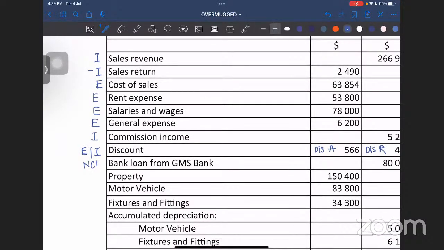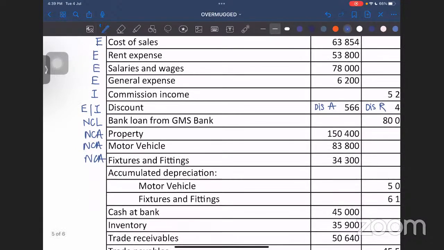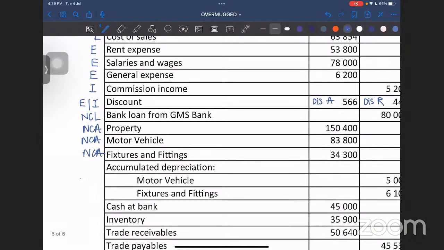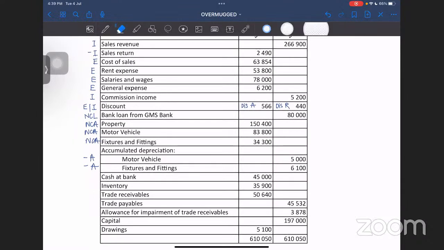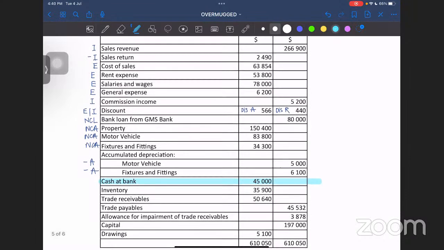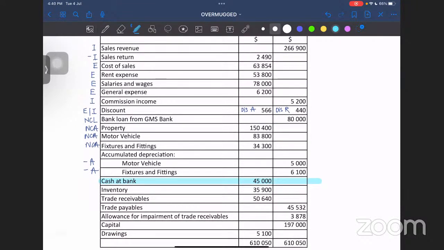Bank loan, non-current liability, property, non-current asset. All of these are non-current assets. Accumulated depreciation, this one is a contra asset. Cash at bank. Whenever you see cash at bank, your eyes must be sharp. Is your cash at bank at the DR side or the CR side? In this case, it is at the DR side, which means it is a positive balance. If it's at the CR side, this side here, then it will be a bank overdraft.